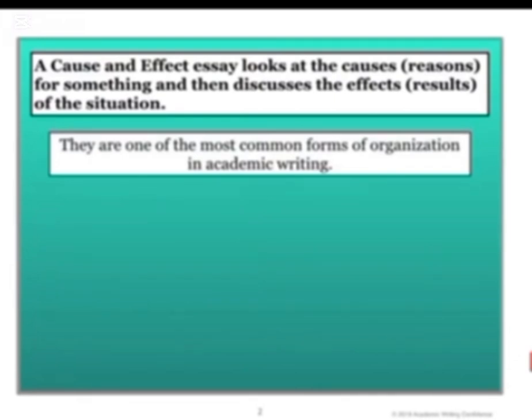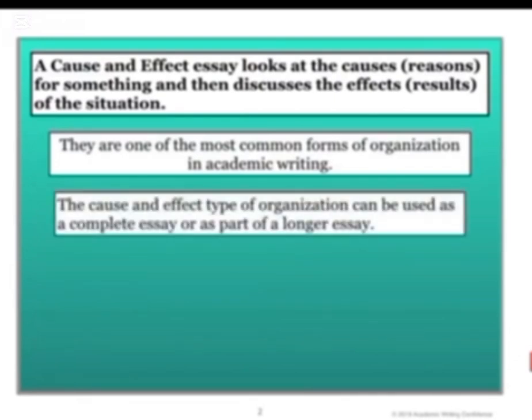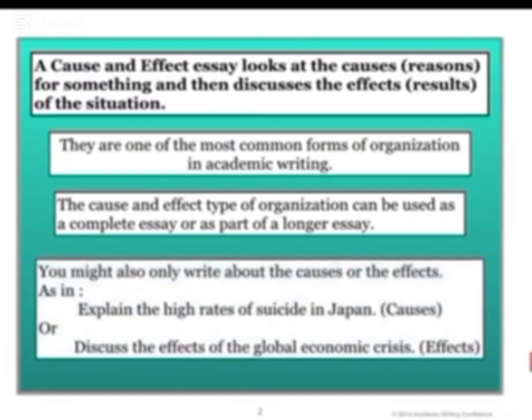A cause and effect essay looks at the causes or the reasons for something and then discusses the effects or results of the situation. They are one of the most common forms of organization in academic writing. The cause and effect type of organization can be used as a complete essay or as a part of a longer essay. This style of essay is often used in academic writing, so it's a good idea to learn how to use this method. You might also only write about the causes or only about the effects.